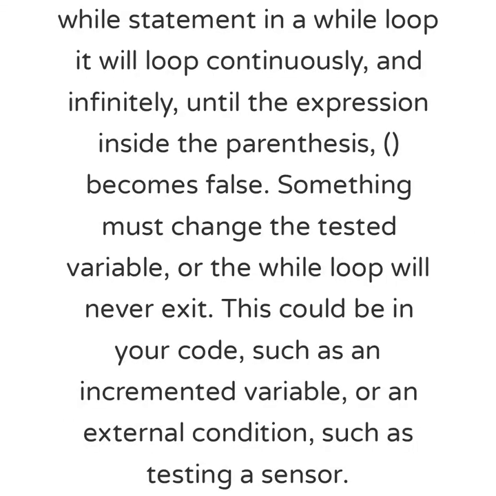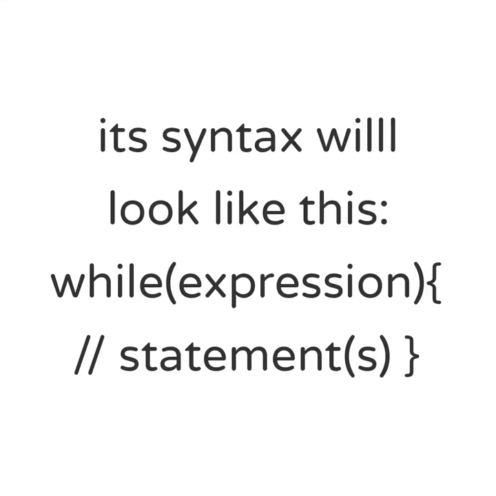Next is the while loop. In a while loop, it will loop continuously and infinitely until the expression inside the parentheses becomes false. Something must change the tested variable, or the while loop will never exit. This could be in your code, such as an incremented variable, or an external condition, such as testing a sensor. Its syntax will look like this.